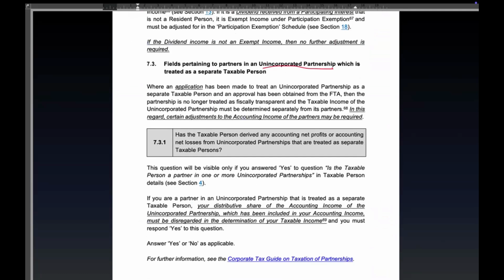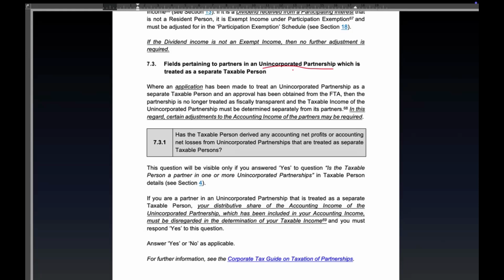Unincorporated partnership, important. If you are a partnership, it might be registered or unregistered. If this is unregistered, it will be straightforwardly unincorporated. If this is a registered partnership, there is a possibility that any of your members has unlimited liability. If any of the members has unlimited liability, even in the incorporated partnership, it will be treated like an unincorporated partnership. But if all of the members have limited liability, this is a limited liability partnership, then it will be treated like a juridical person.